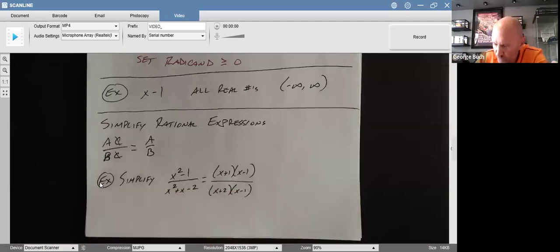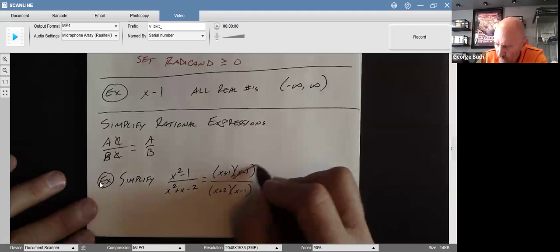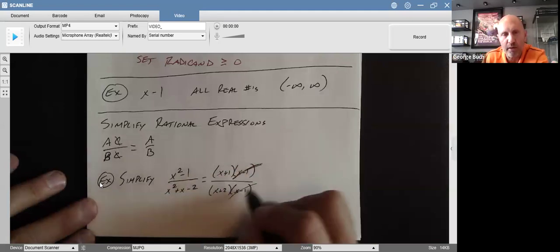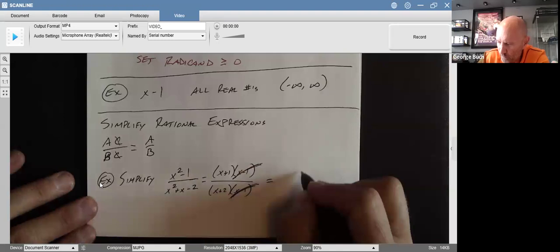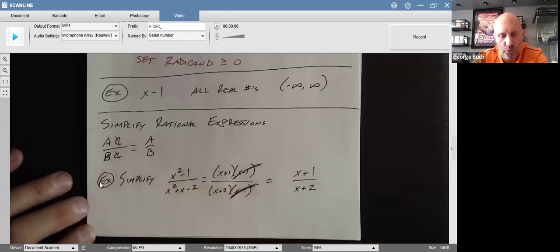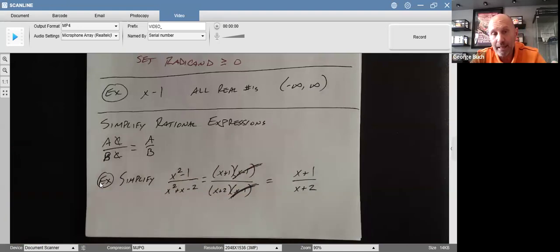And now this entire x minus 1 cancels out with this x minus 1. And I'm just left with x plus 1 over x plus 2. And again, that's it. So I can't say like, oh, let me cancel out both of these x's and my answer is 1/2. That's not true. You have to cancel everything or nothing. And so that's where you end up.